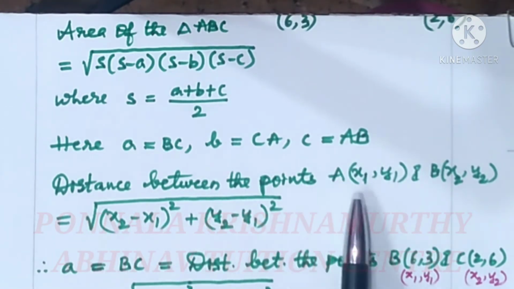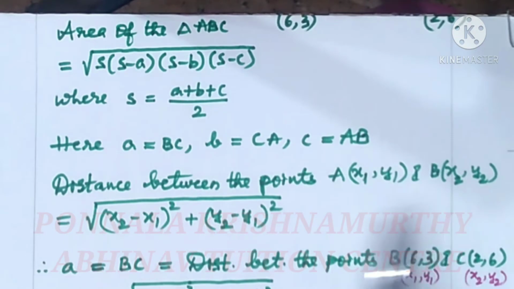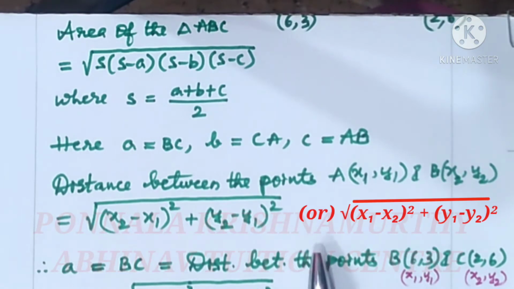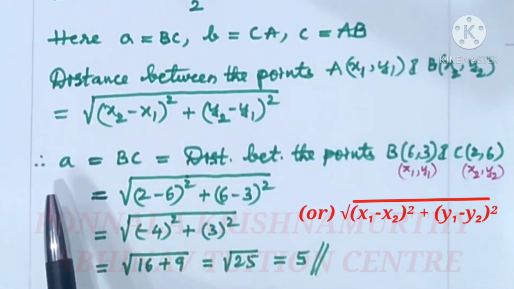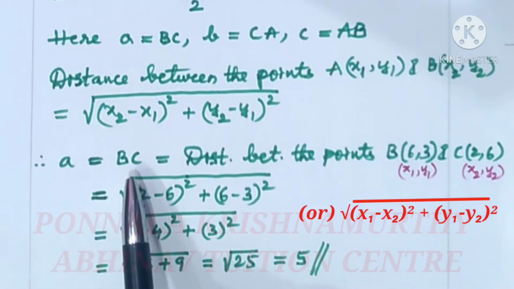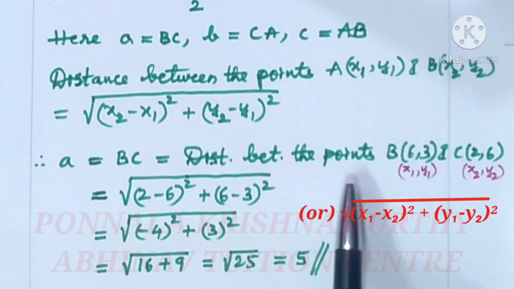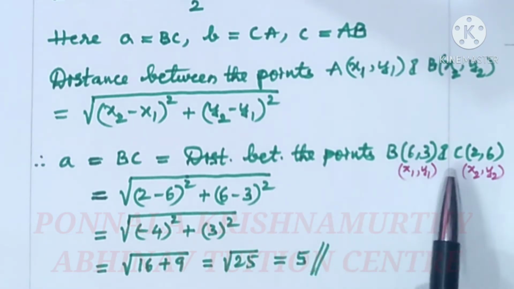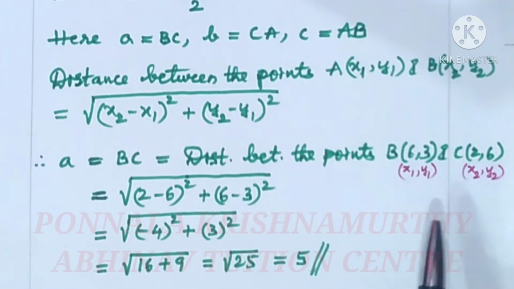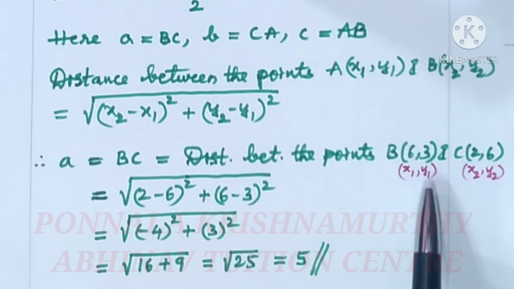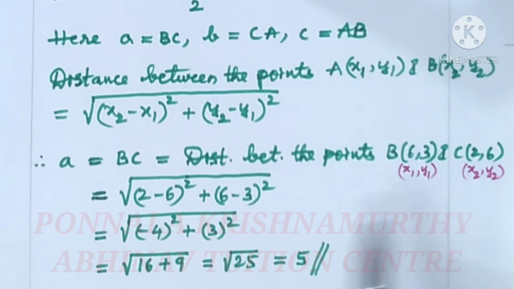Distance between the points A (x1, y1) and B (x2, y2) is equal to under root (x2 minus x1) whole square plus (y2 minus y1) whole square, or under root (x1 minus x2) whole square plus (y1 minus y2) whole square. Therefore small a equal to BC, that is equal to distance between the points B (6, 3) and C (2, 6). Now let this be x1, y1, x2, y2.